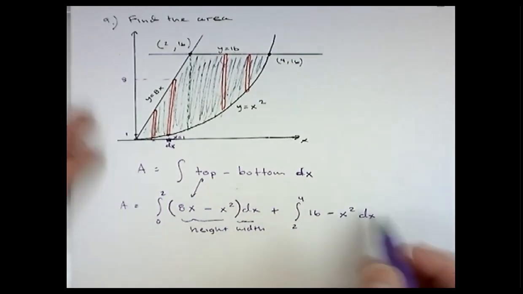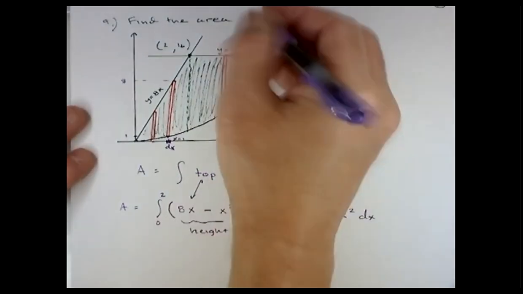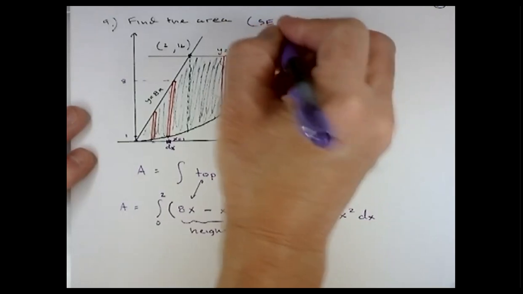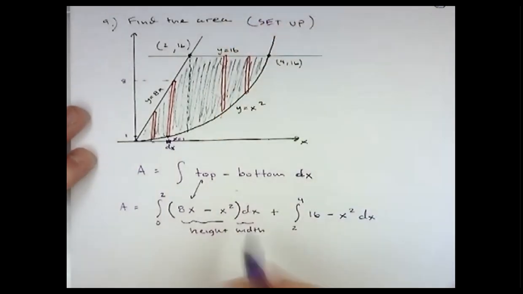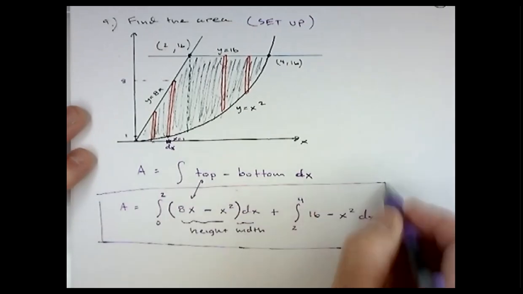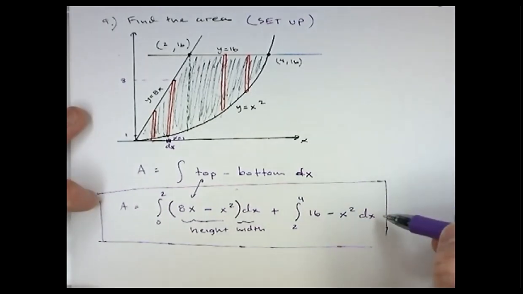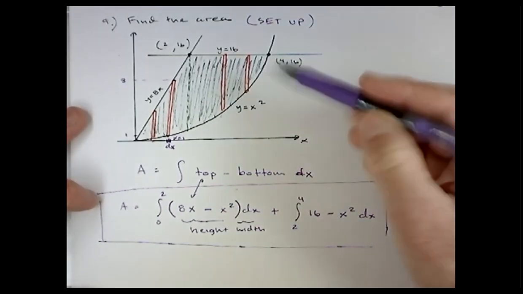Okay, maybe we'll do another one, but let's just do a setup for this one. To actually evaluate it, you would do your antiderivatives of both of those and plug in the 2 and the 0. You would use your fundamental theorem of calculus. Maybe what I'll do instead is talk about the other way you could have done this particular area.